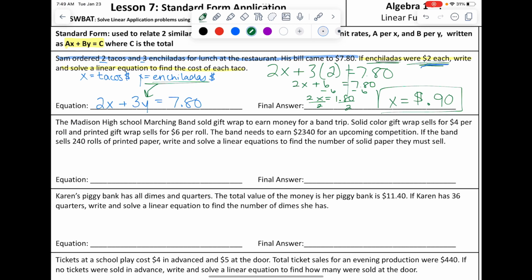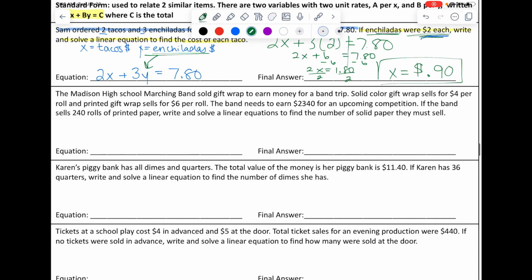If you wanted to use T for tacos and E for enchiladas, that's fine, as long as you know that they represent the price of a taco and the price of an enchilada. The second example: the Madison High School Marching Band sold gift wrap to earn money for a band trip. Solid gift wrap sells for $4 per roll, and printed gift wrap sells for $6 per roll. The band needs to earn $2,340 for an upcoming competition. If the band sells 240 rolls of printed paper, write and solve a linear equation to find the number of solid paper they must sell.